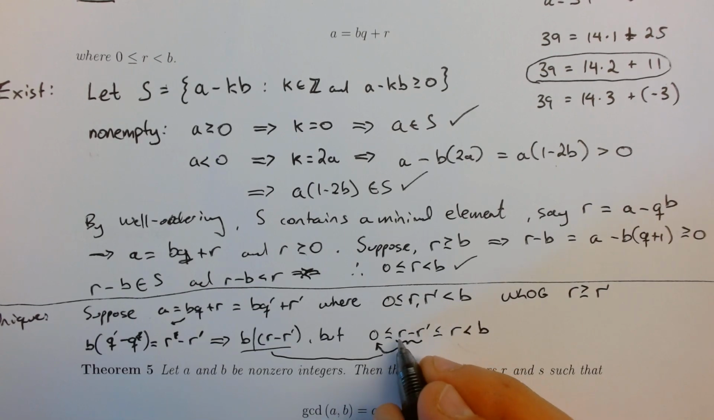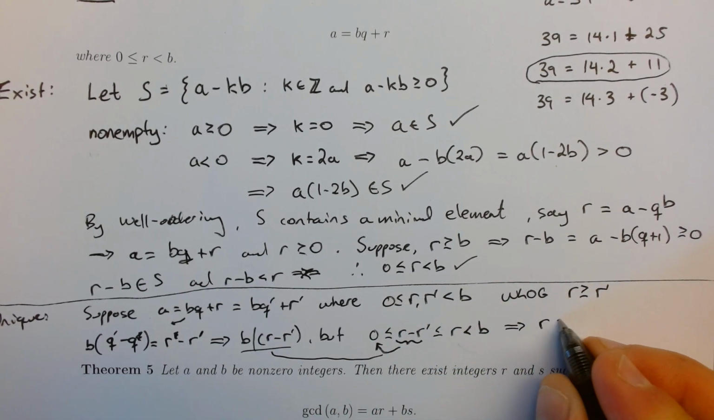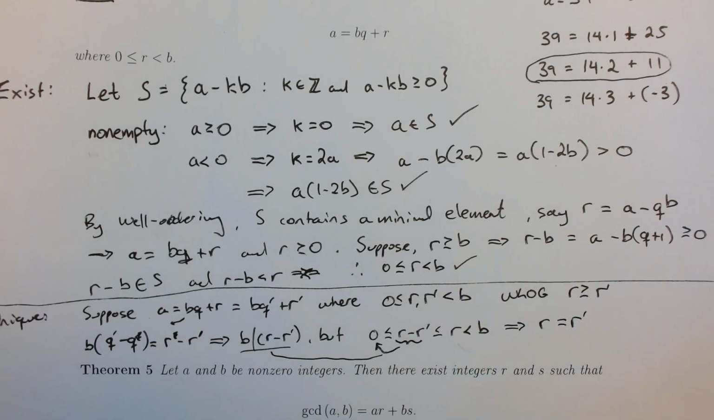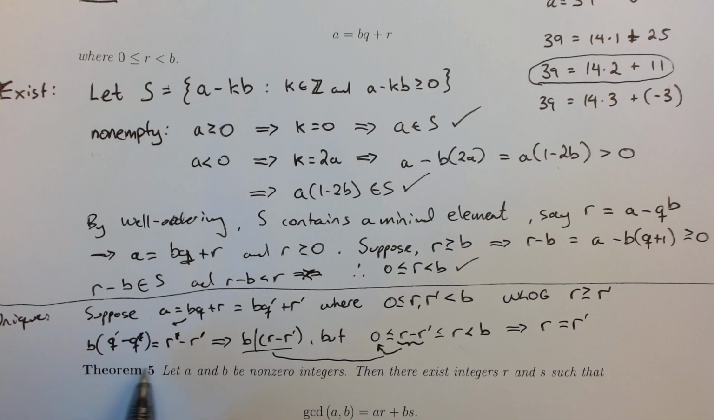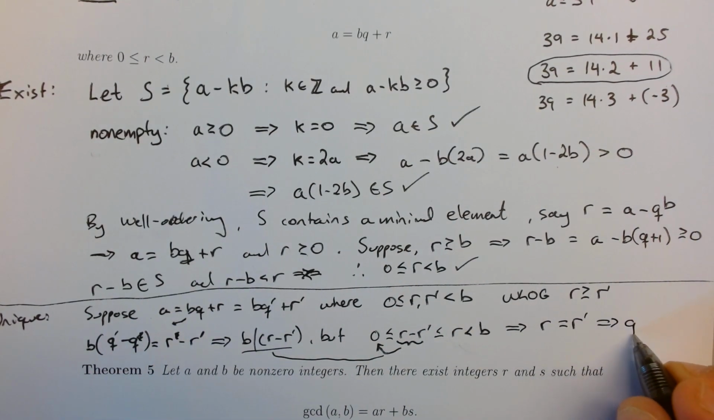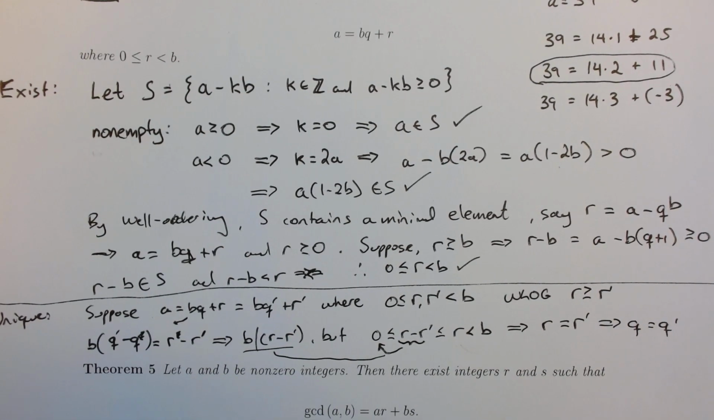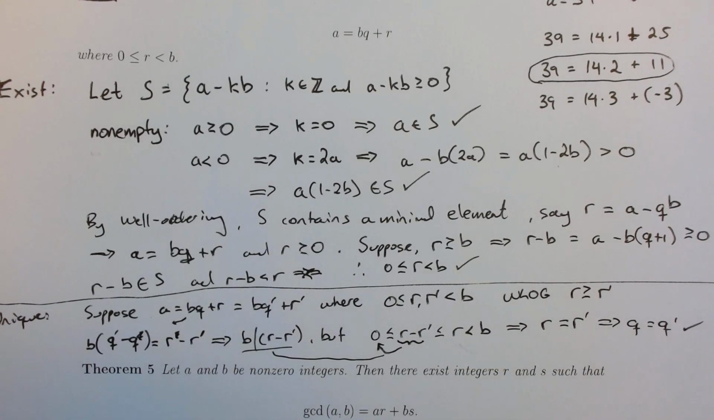So if the difference between r and r prime is 0, that means they're equal. So r equals r prime. And then coming back to here, if this side is 0, b is not 0, so that means this is 0. So that also implies that q is equal to q prime, which satisfies our uniqueness, because we assumed that there are two potentially different possibilities here, but they ended up being the same.